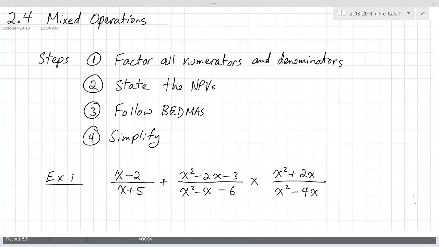So we're going to look at mixed operations with rational expressions, and mixed operations with rational expressions are very similar to what we've been doing in the past week and a half or two, which is operations with rational expressions. So steps are very similar to what we've done before. First we factor all numerators and denominators, which is kind of like standard procedure for us now, factoring everything.